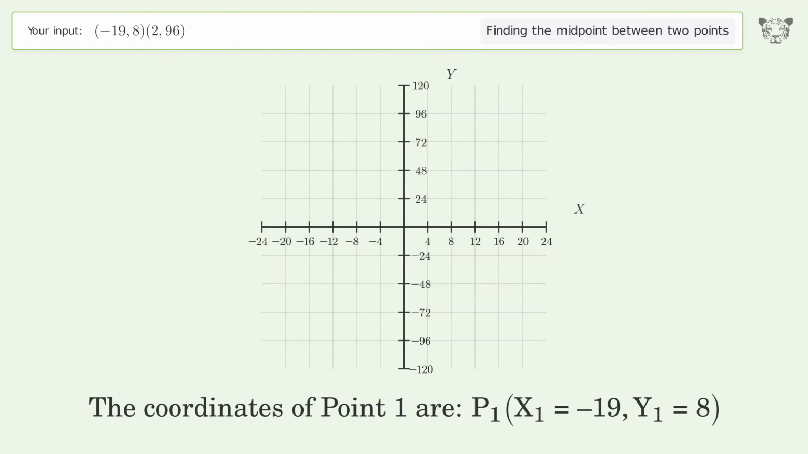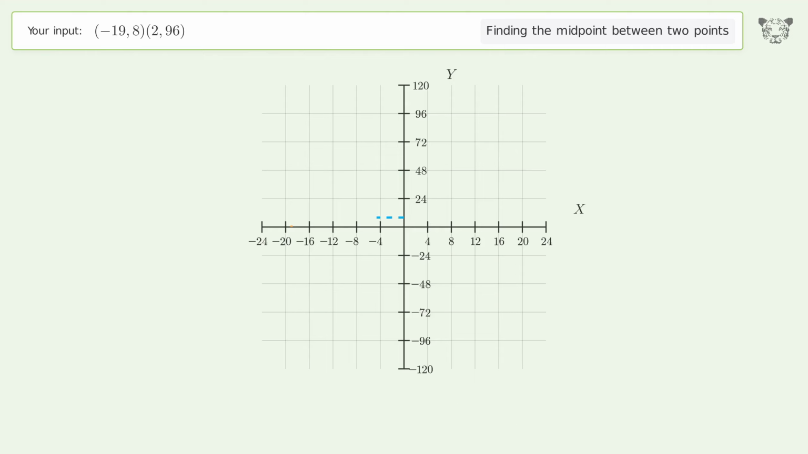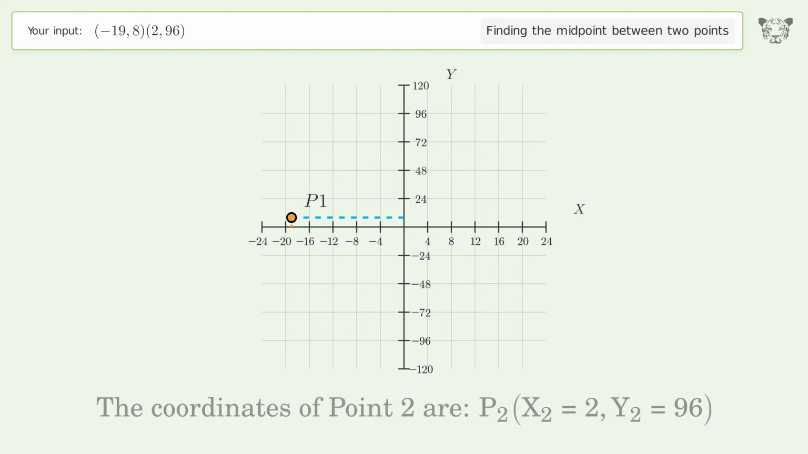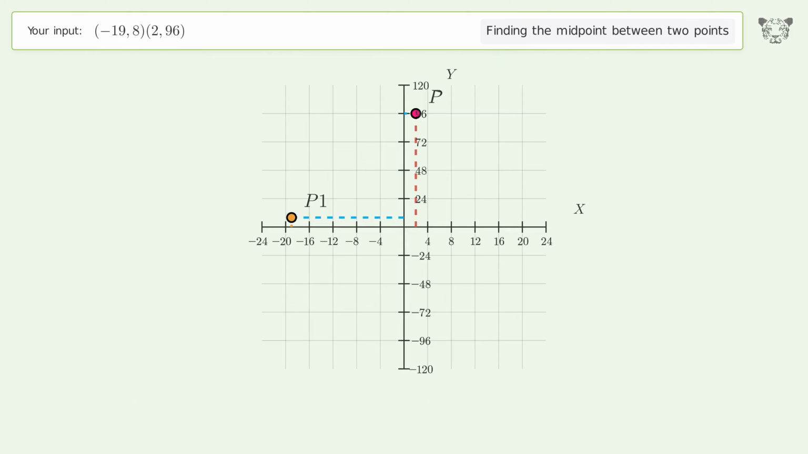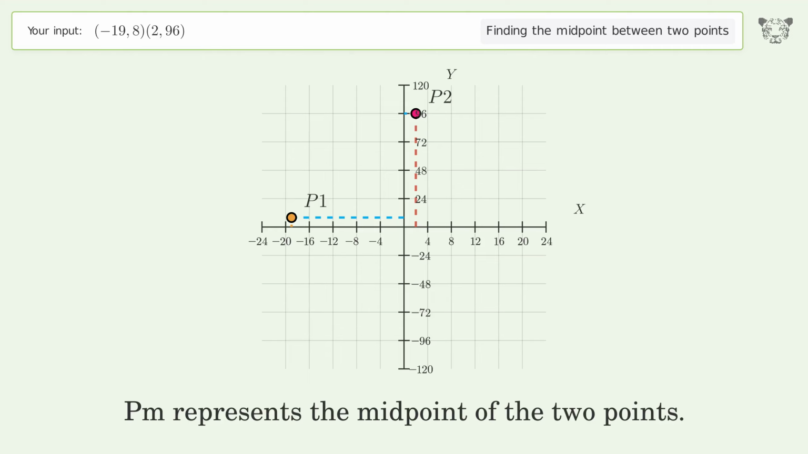The coordinates of point 1 are x1 equals -19, y1 equals 8. The coordinates of point 2 are x2 equals 2, y2 equals 96. PM represents the midpoint of the 2 points.